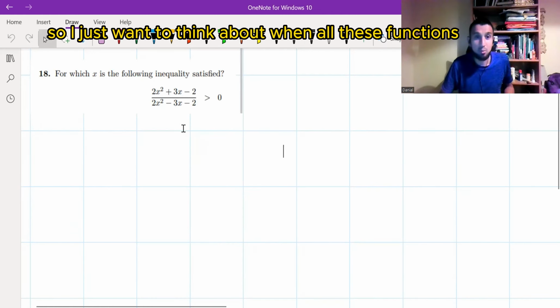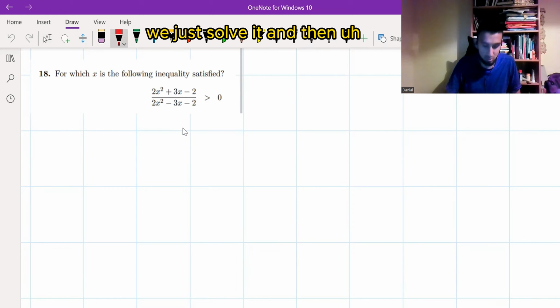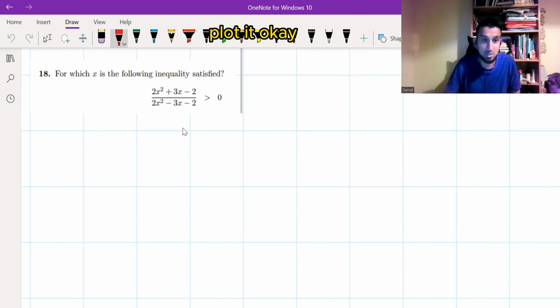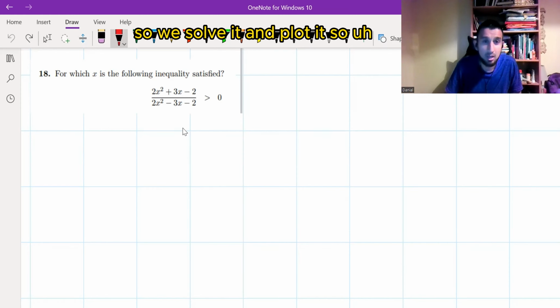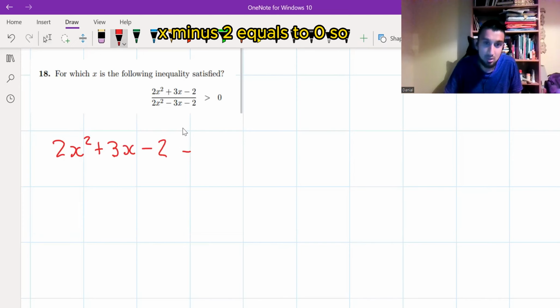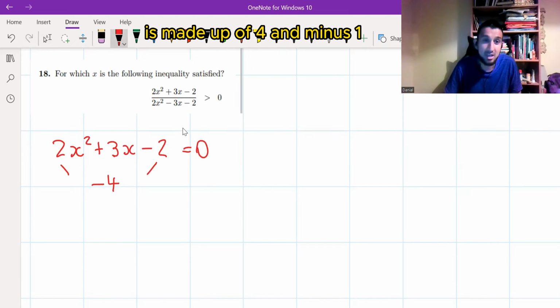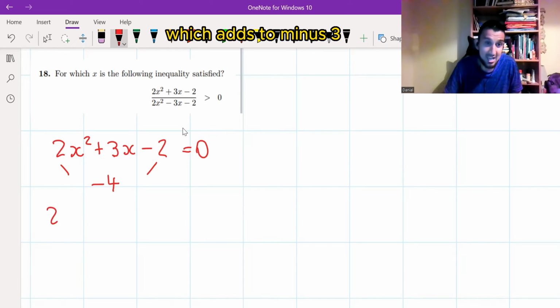So first of all, we need to think about when these functions are individually positive. So how do we do that? We should solve it and then plot it, okay? So if we solve it and plot it, we can do the first one, 2x squared plus 3x minus 2 equals 0. So 2 times minus 2 is minus 4 to factorize. Remember, we times a and c to factorize. Minus 4 is made up of 4 and minus 1, which adds to 3.